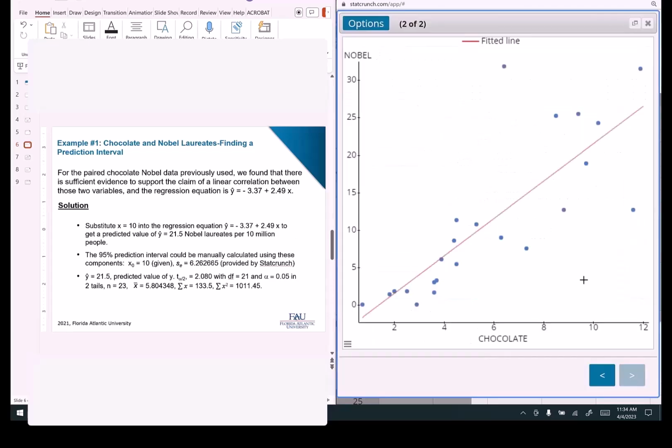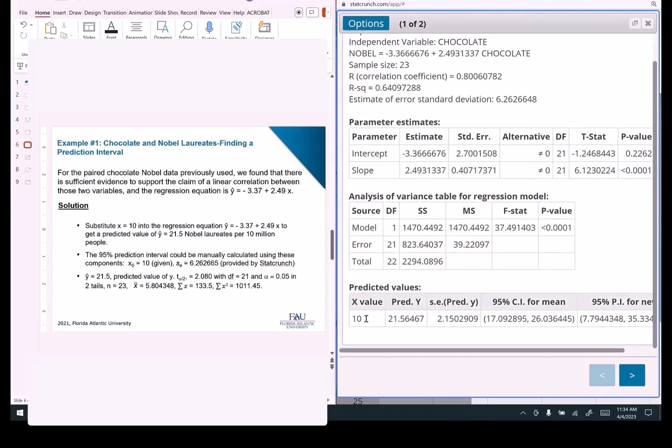We always want to look at our graph. Notice down here, predicted values. That's a new thing that just showed up. Here it says predicted value of y hat is 21.5. We have 21.6. That's because we're using rounded numbers. It's going to be off by a little bit, don't worry.